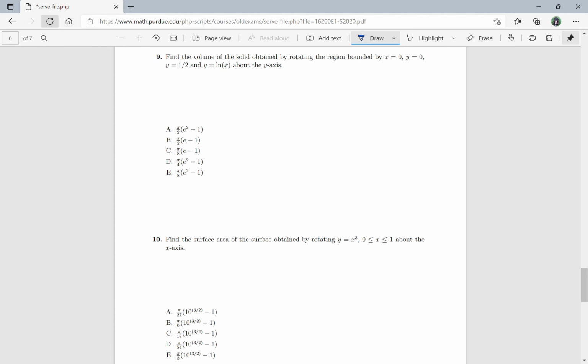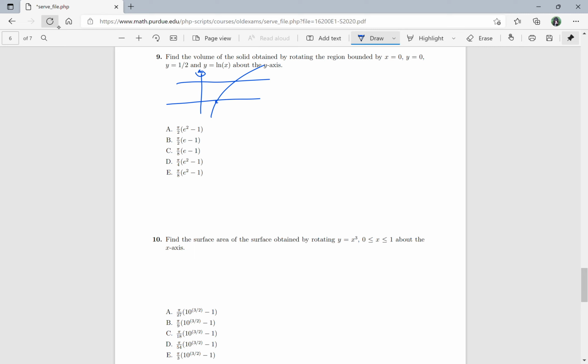Number 9, find the volume of the solid obtained by rotating the region bounded by x equals 0, y equals 0, y equals 1/2, and natural log x about the y-axis.